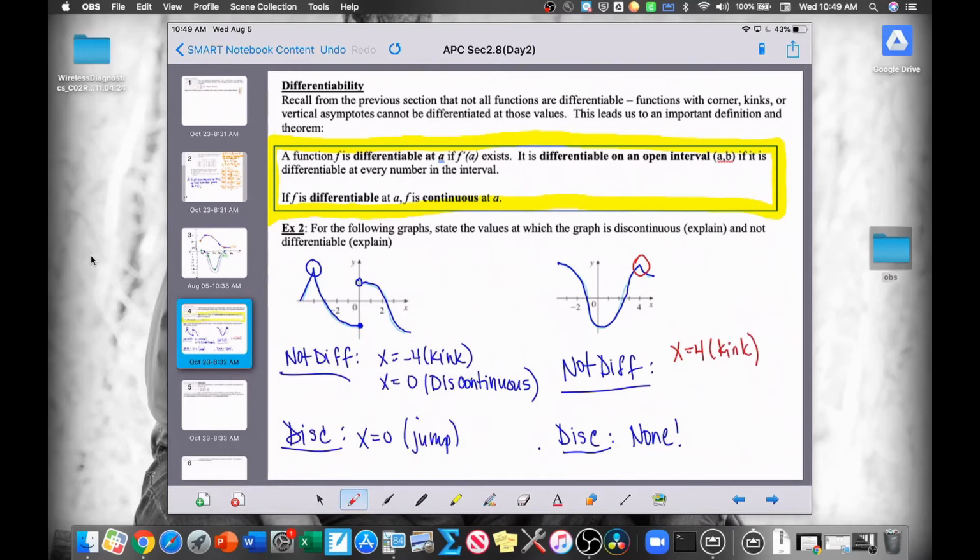And the second one you may or may not have noticed, but when I traced over it, I kind of covered it up a little bit. There's a bit of a vertical line there in our graph, or a vertical tangent. So at x equals -1, our graph has a vertical tangent. And remember, the slope of a vertical line is undefined, so we cannot calculate the derivative wherever our graph has a vertical tangent.